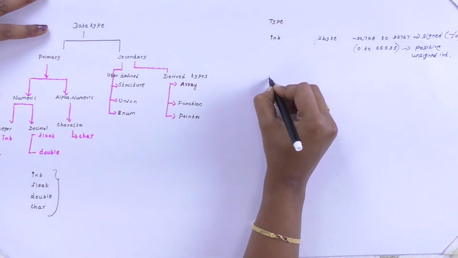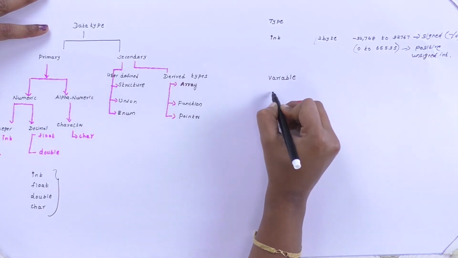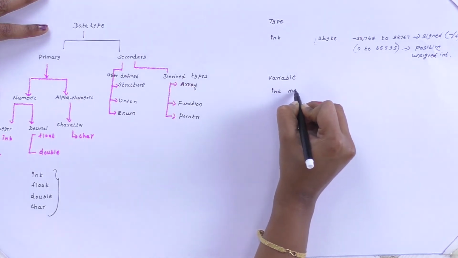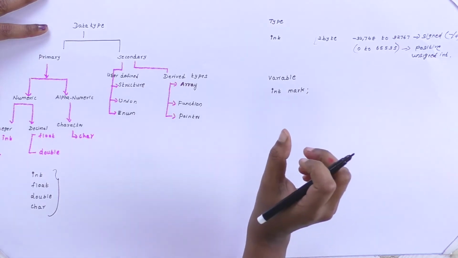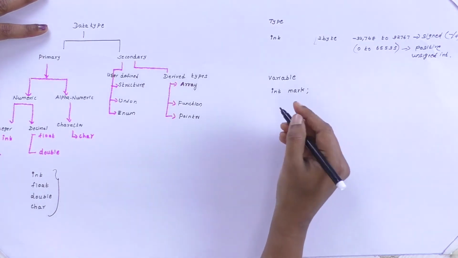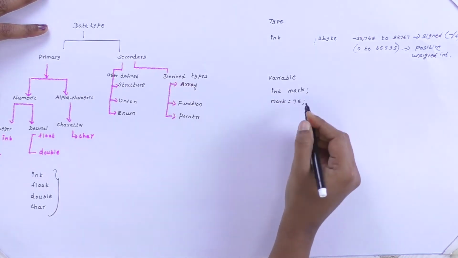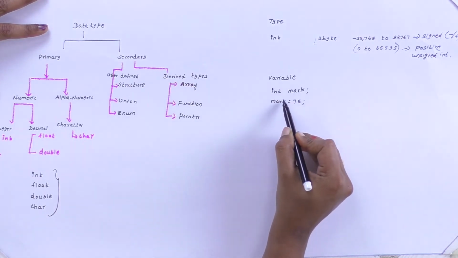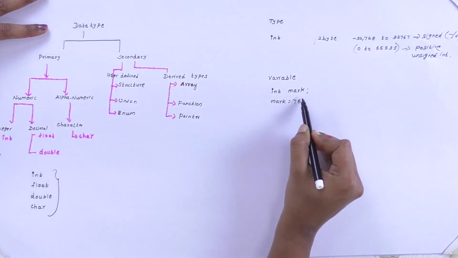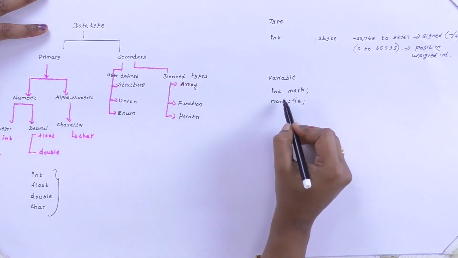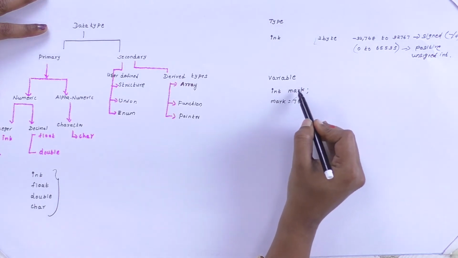Let me see an example: int mark. Mark is a variable which holds some value. If you want to hold a value, you assign mark equal to 75. Mark is a variable that represents a memory location to store the value 75. Here mark is user defined; you can use any name for the variable.